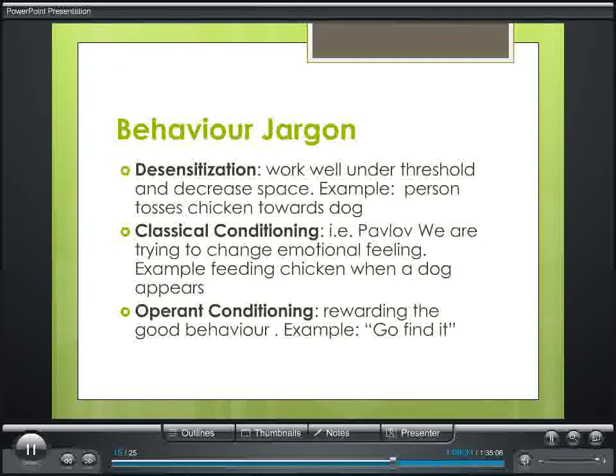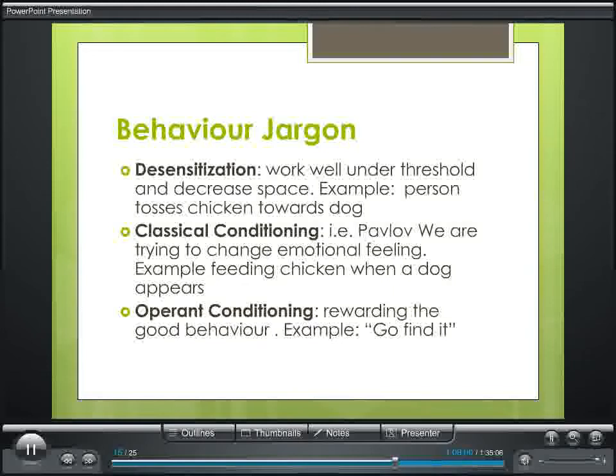The purpose of desensitization is to reduce the dog's anxiety or fear through gradual exposure to the object. Now remember, we must always keep the dog under threshold, so we need to start at a point that causes the dog no discomfort at all. And then we move very gradually closer to the object or the behavior of concern. The opposite of desensitization would be sensitization. An example of this would be flooding.